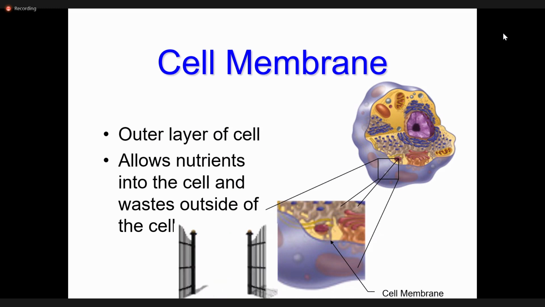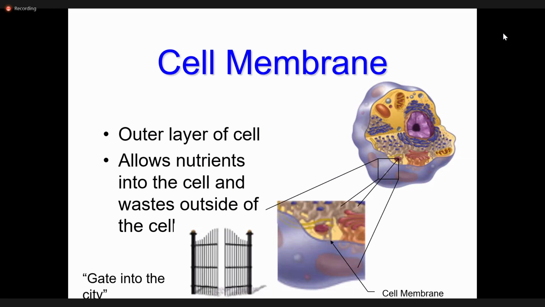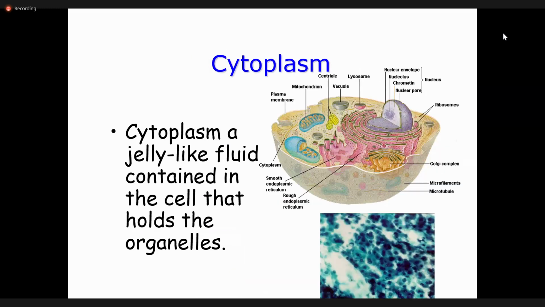It can stop, allow, or permit. That is the major function of the cell membrane. Is it harmful to the cell or helpful to the cell? Accordingly, it can act. So it's like the gate of a city. And the next one is the cytoplasm. The cytoplasm is a jelly-like fluid.